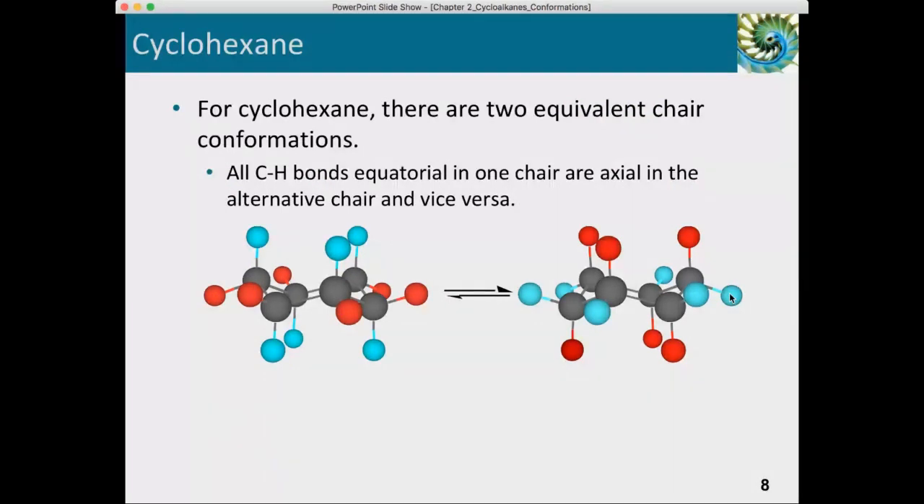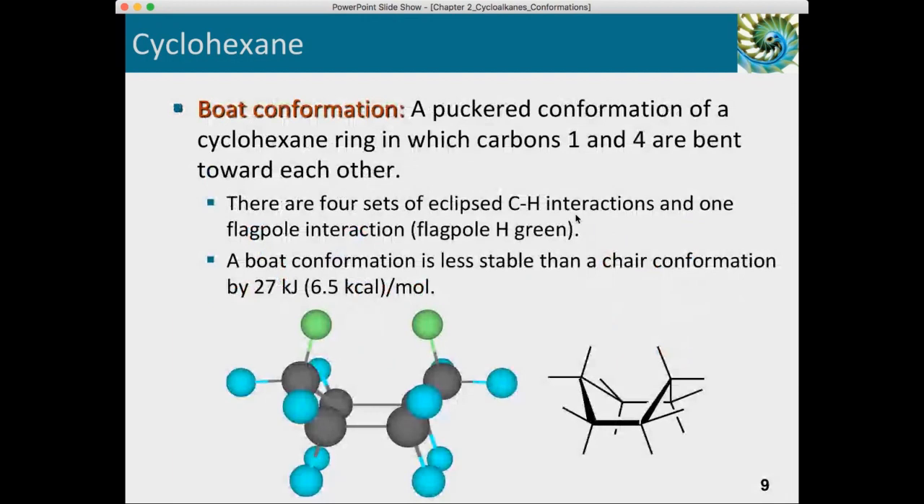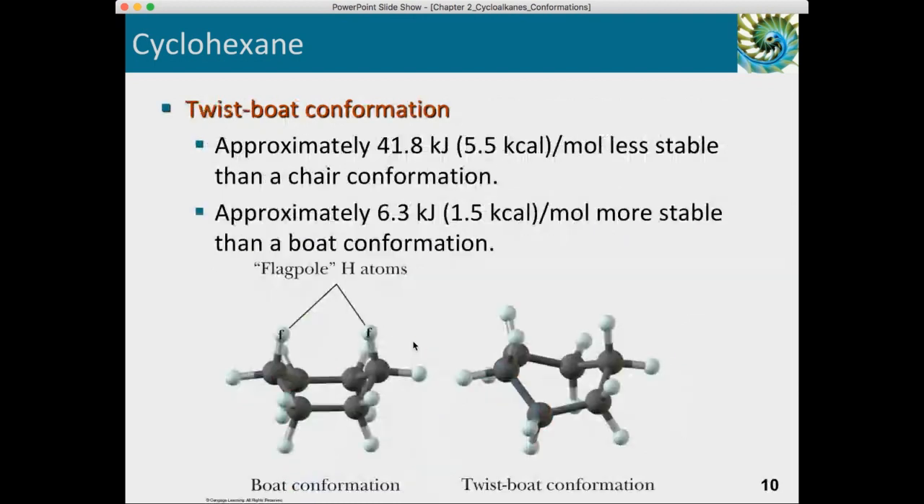It is important for you to be very familiar with converting chairs into flip chairs and understand where each group goes when you transform a chair into a flip chair. The transition, as I said, goes through a twist boat, and this twist boat conformation is highly energetic because of 1,3 diaxial interactions and torsional strain. Also, you see how these two bonds are eclipsed to one another.